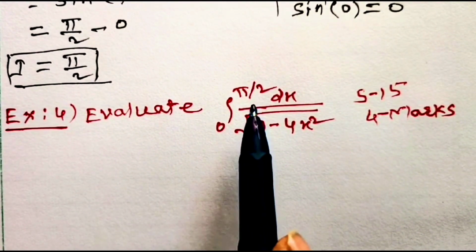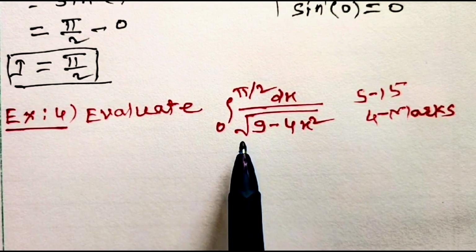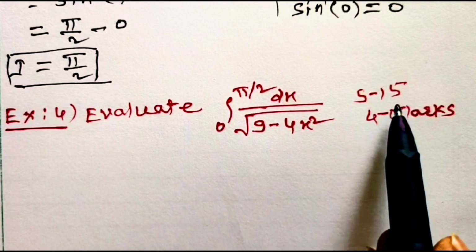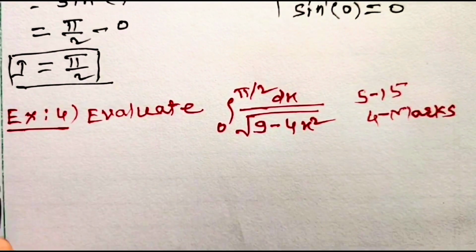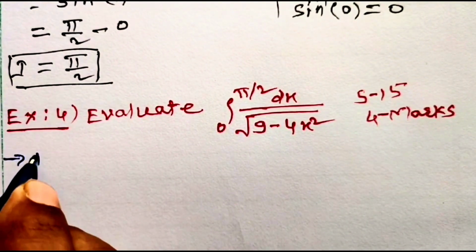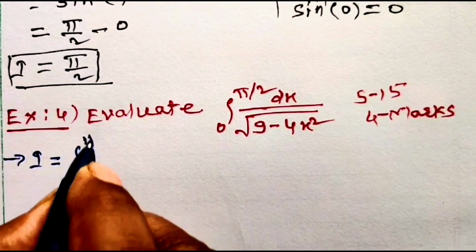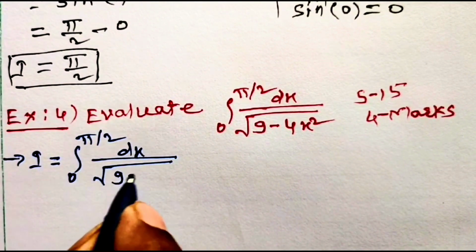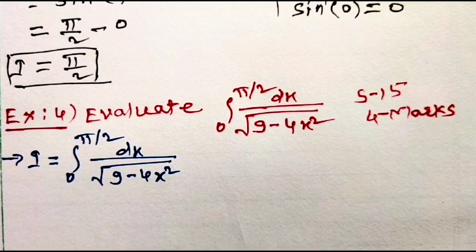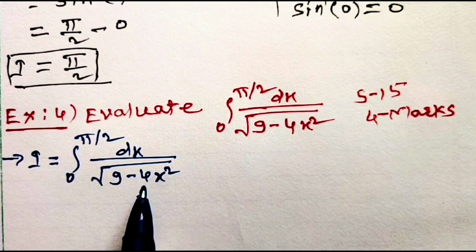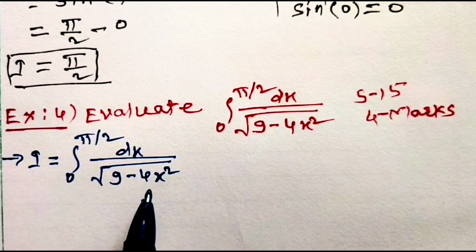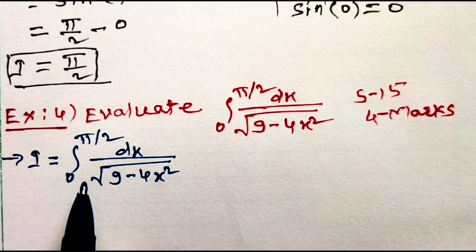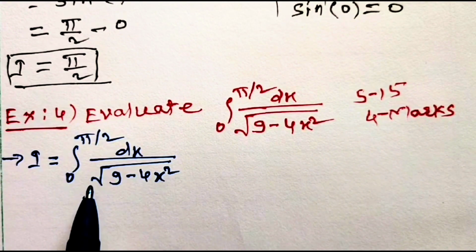Evaluate integral from 0 to pi by 2 dx upon square root of 9 minus 4x square. This sum appeared in summer 2015 for 4 marks. First of all, consider the given integral is equal to I, 0 to pi by 2 dx divided by square root of 9 minus 4x square. Now here, make the coefficient of x square 1, and to do that we have to take 4 common from this square root. Means you are taking square root of 4 common, and you know square root of 4 is 2.